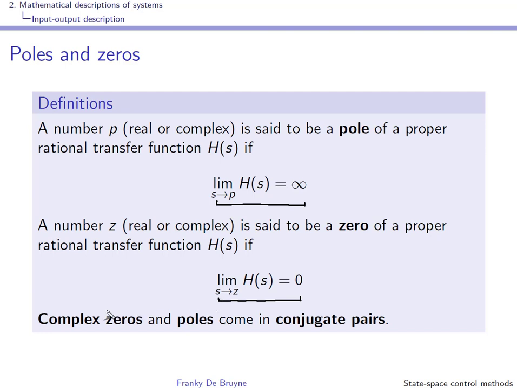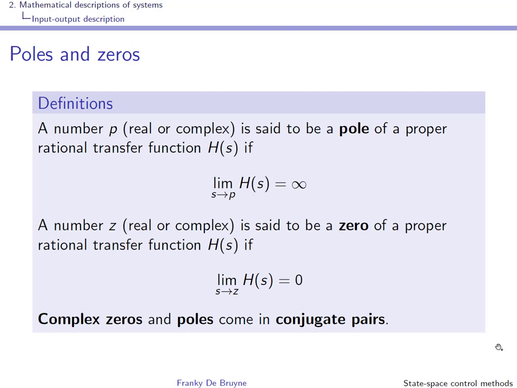So zeros and poles can be complex, but if they are, they come in complex conjugate pairs, because we assume that the transfer function, which is rational, H(s), takes the form of numerator and denominator polynomials with real coefficients. So in this slide we define the concept of a zero and a pole for a proper rational transfer function H(s), so for a single input, single output system.